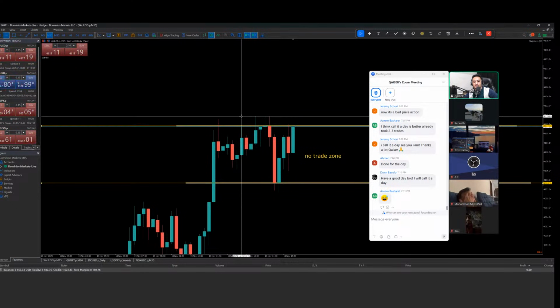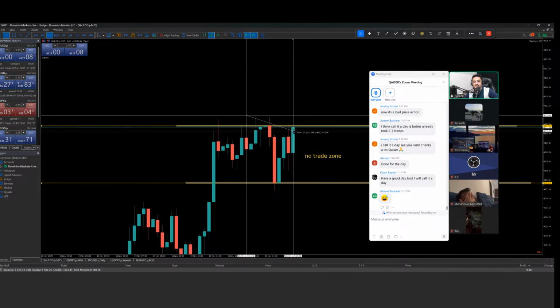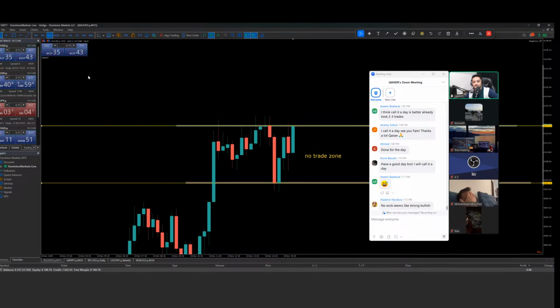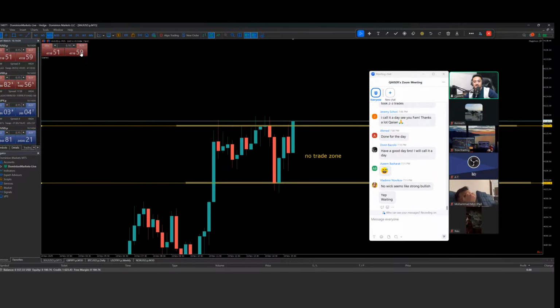If it's going to break above this high, man, oh man. No wicks, strong bullish, but still it's open, so it could be rejected in the last minute. It will be a risky one, believe me. But if it's going to break above the high, I am forgetting about one last minute.